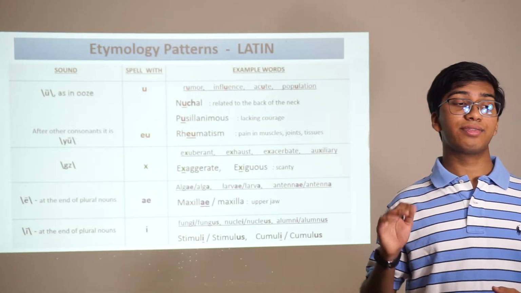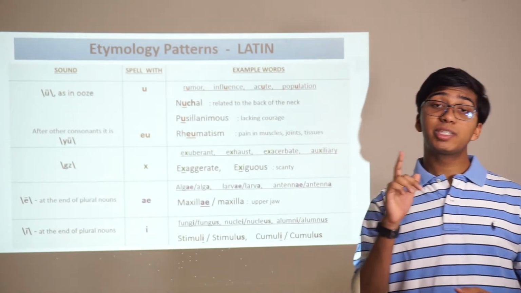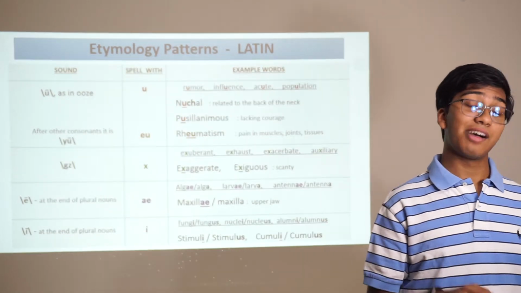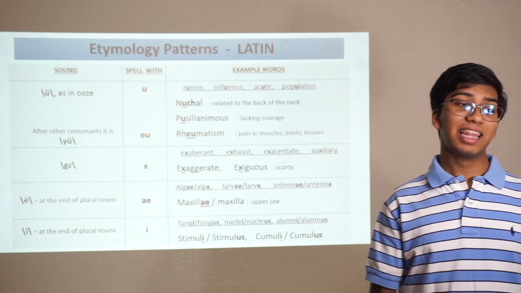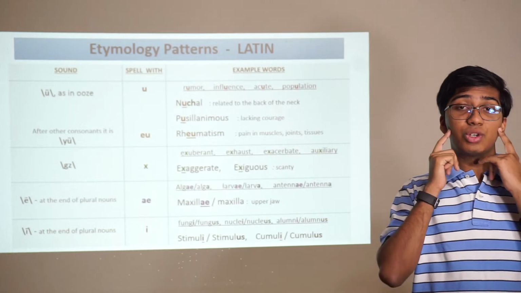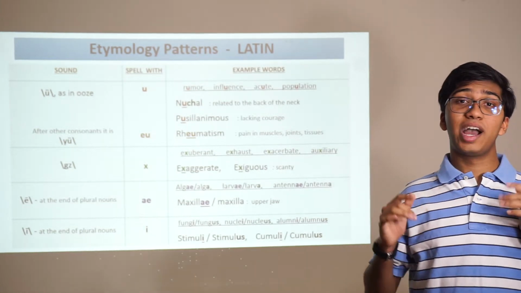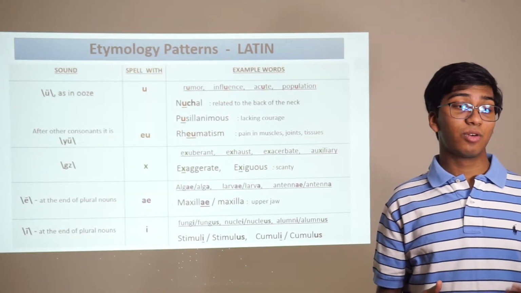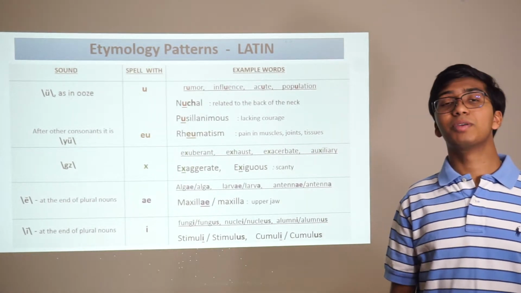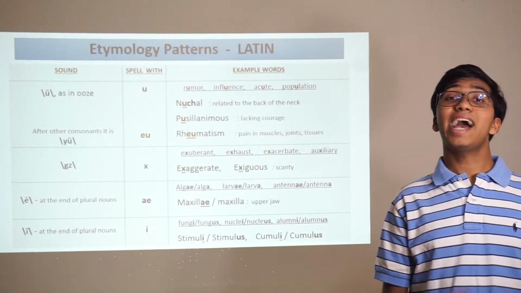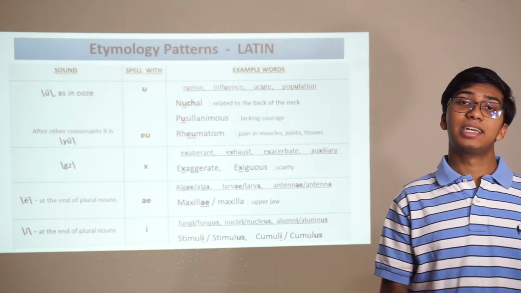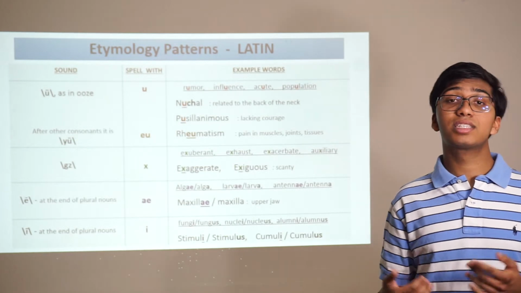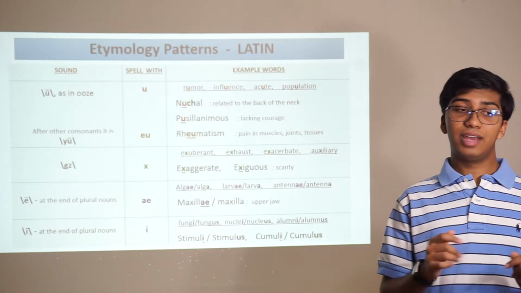And then when you have the E sound, specifically at the end of plural nouns, you're going to have an AE. Like maxilla means your upper jaw. When you have multiple of those, you have maxillae, or maxilli. That's going to be with an AE. Just like algae in the ocean is going to have a GAE for the G sound. It's the plural of the singular of alga.